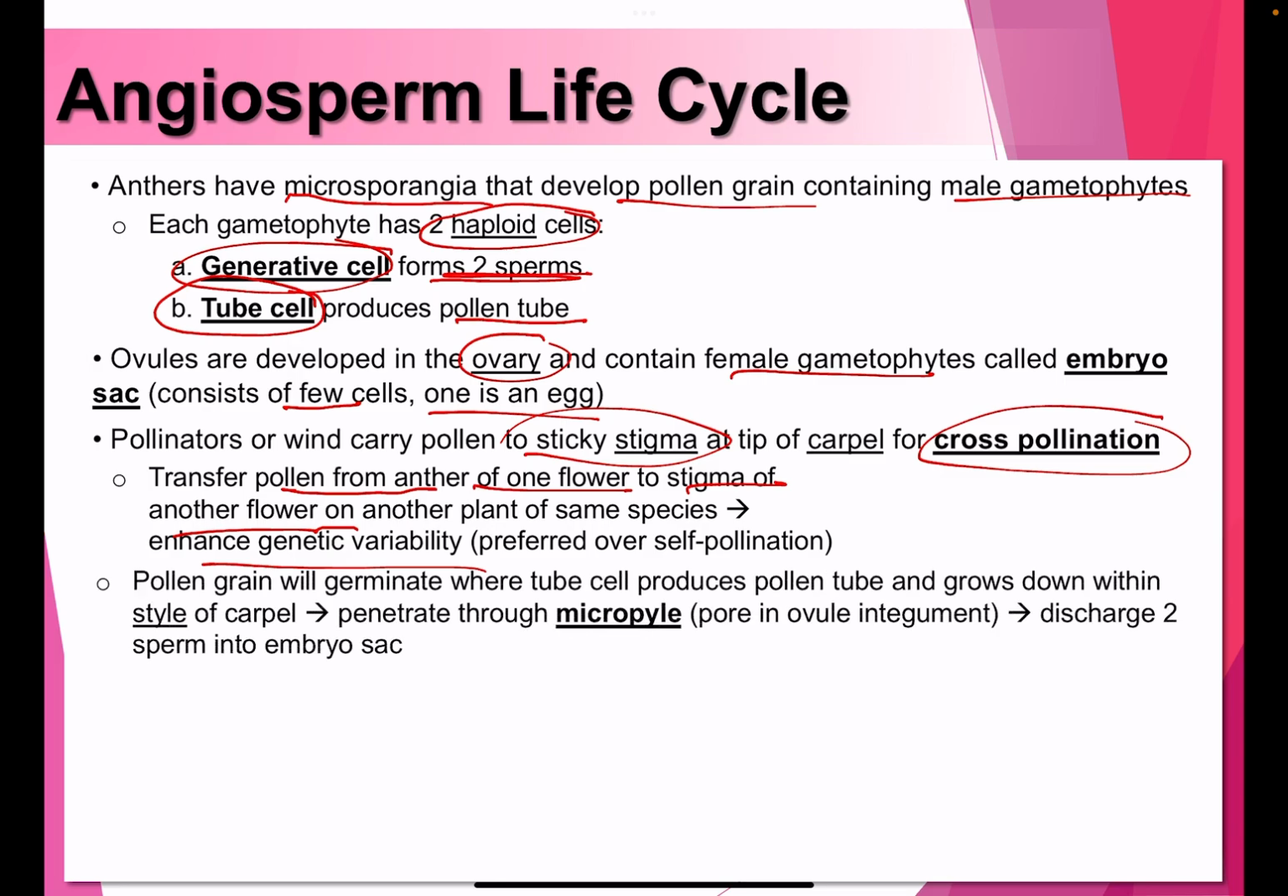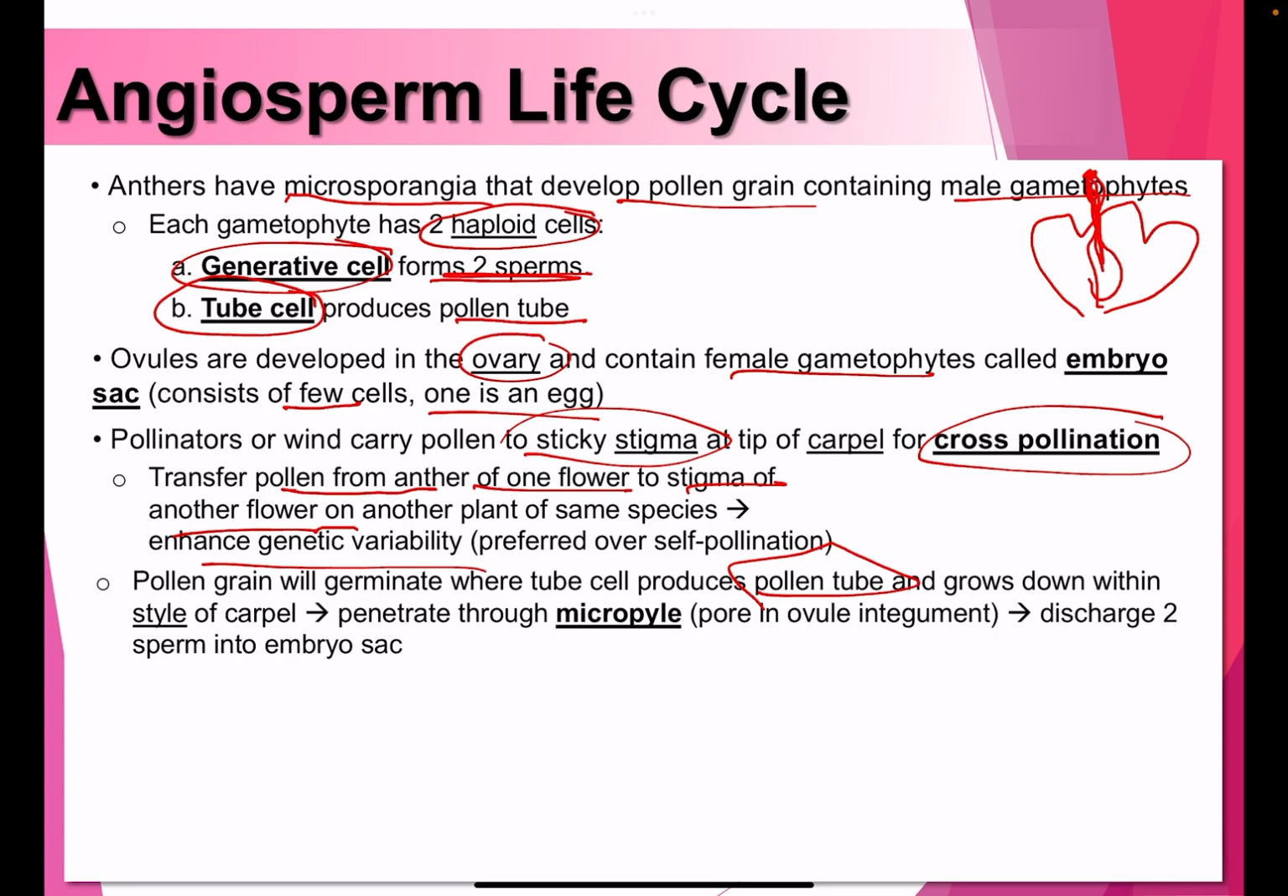All right, pollen grain will then germinate, where the tube cell will produce your pollen tube and then grow down within the style. Remember, there's the flower and there's that carpel. The top of that is the stigma, and then the length of the carpel is called the style.